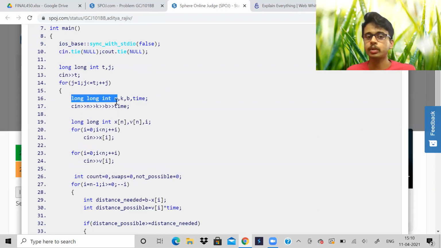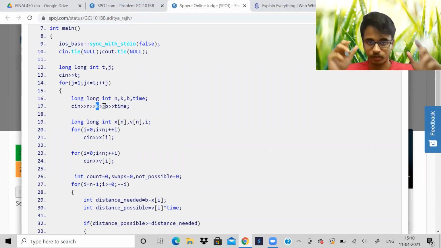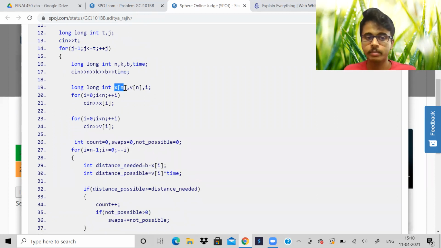See, take the input n, k, b, time. N is the number of chicks, k is how many we want inside the barn. B is the coordinate of the barn, the x coordinate of the barn. Time is the time required to do all this. Now x represents the coordinates of the chicks, v represents the speed of each chick.